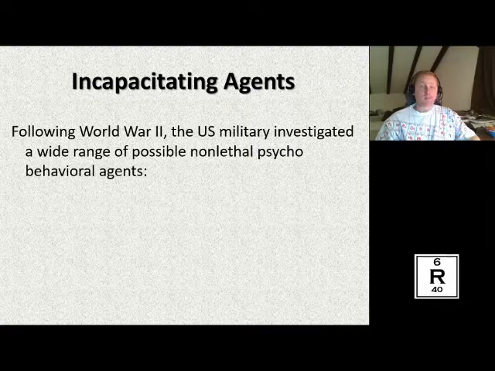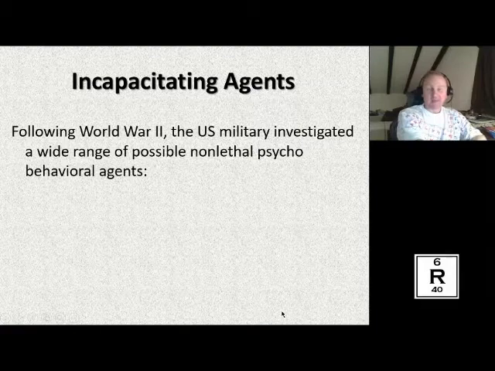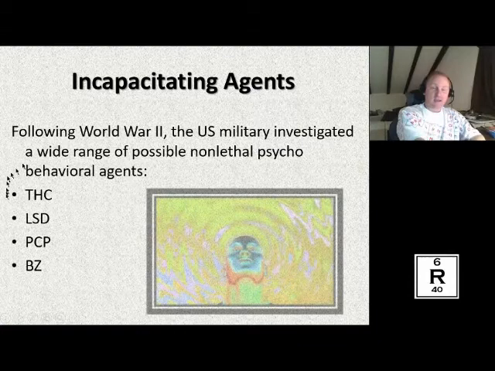With an incapacitating agent, the idea was that it incapacitates your enemy, you can subdue them, and if there's any collateral damage, any civilians or friendly fire around, they're not killed by it. So the idea seems to me, personally, very smart, and a really smart thing to investigate. The investigation maybe didn't go as ethically as we might think it could, but let's talk about the different agents they decided to test. They looked at using agents such as THC, LSD, PCP, and BZ.